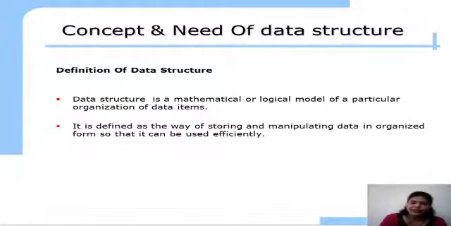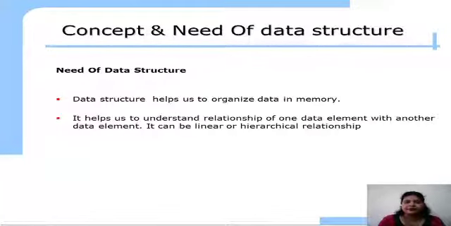So this is the definition of data structure. Data structure is a mathematical or logical model of a particular organization of data. It provides you the structure to organize the data properly. Why store the data properly? To perform various types of operation. The next point is, it is defined as a way of storing and manipulating the data in organized form so that it can be used efficiently. This is the need of the data structure.